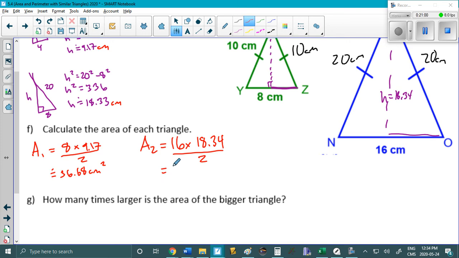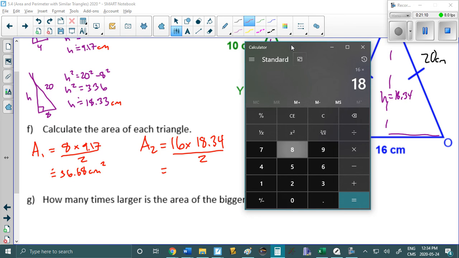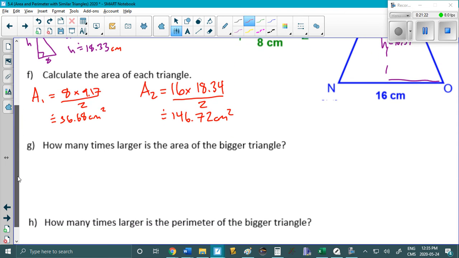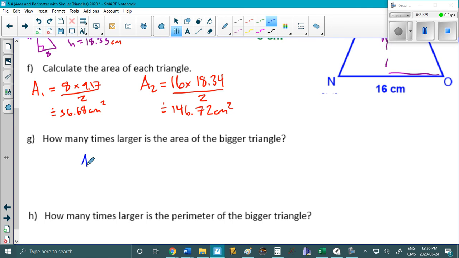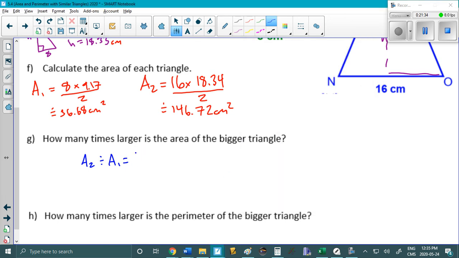So notice, we doubled, and then we doubled again. So times 2 times 2. So that's why the area works out to be times 4. So 16 times 18.34, divided by 2, is 146.72 centimeters squared. How many times larger is the area of the bigger? We do A2 divided by A1. We should get 4. 4!